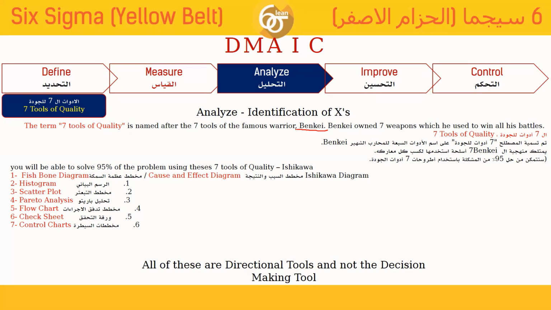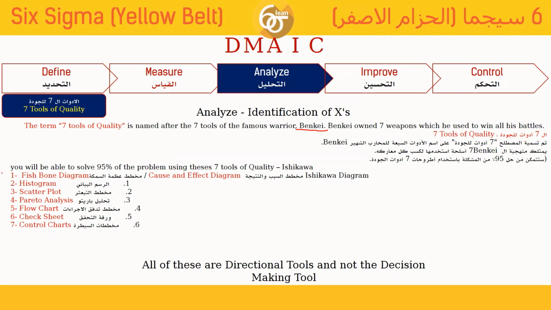We use the same 7 tools of quality in order to get the main root cause of a particular problem. We will go through these 7 tools of quality one by one. For this time, we will go for the first one. Tomorrow, inshallah, we will discuss the others.